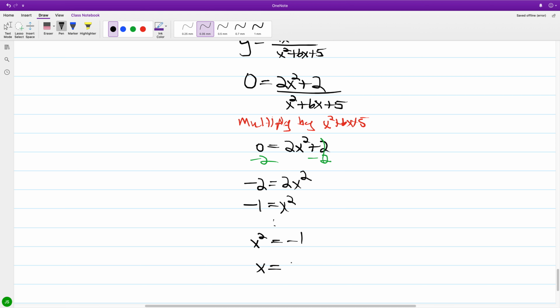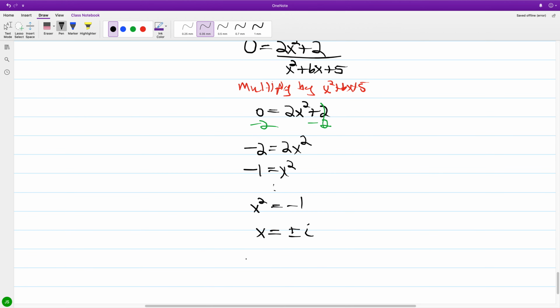From this, if I take the square root property of equality, I would have x equal to positive or negative i. So there is no real solution for x. And what this signals is that we're going to have no x-intercepts. So the x-intercepts do not exist.